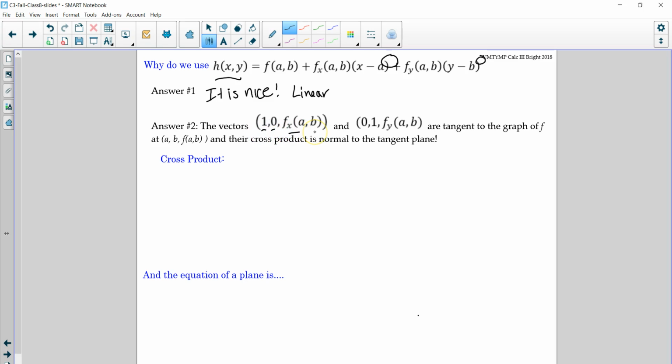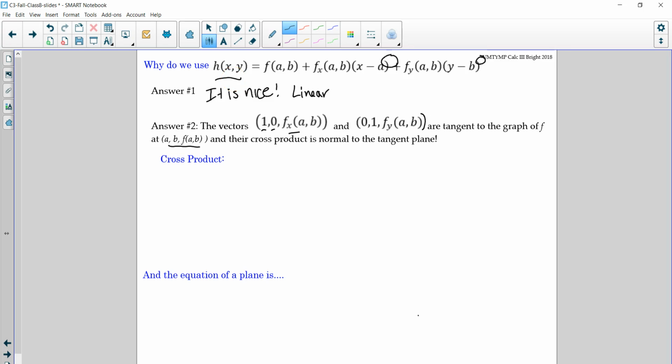and then the derivative of f with respect to x, and similarly with the y. Oh, and I forgot a parentheses here. Okay, those actually happen to be tangent to the graph at our point. Okay, and just note that these vectors correspond to the function, or to the tangent plane.